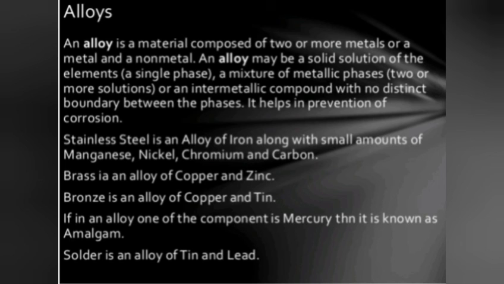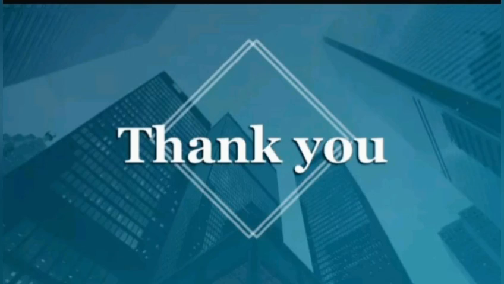If in an alloy one component is mercury, then we call it amalgam. Solder is an alloy of tin and lead. So the purpose of making alloys is to increase the strength of metal, to increase the durability of metal, and the most important reason is to prevent these metals from corrosion. So this is your chapter metal and non-metal.